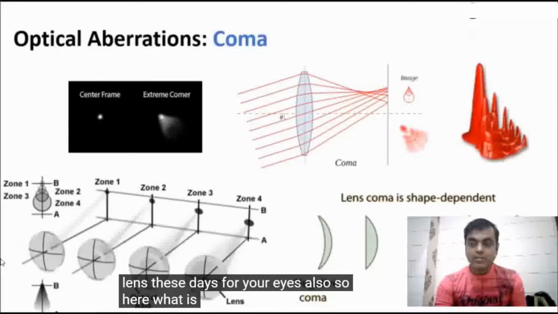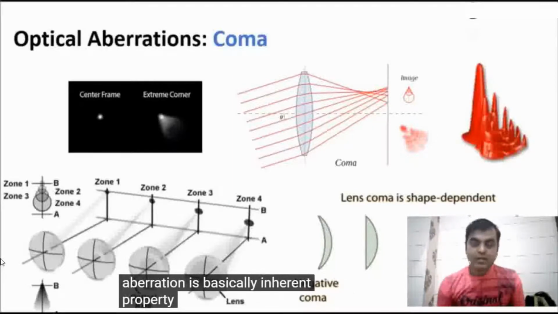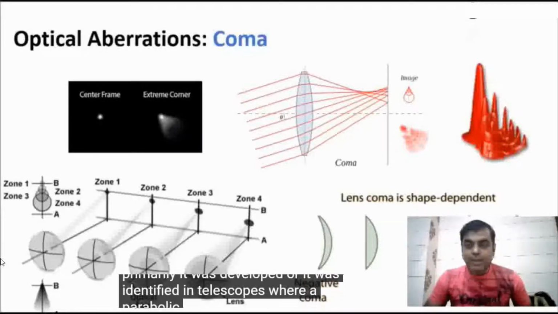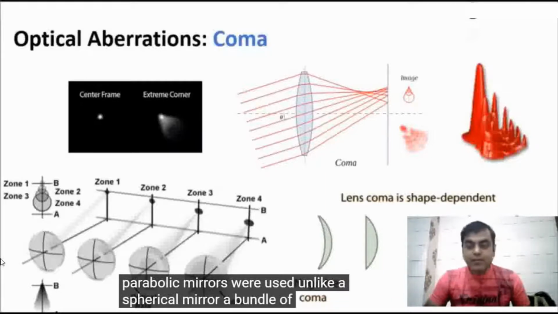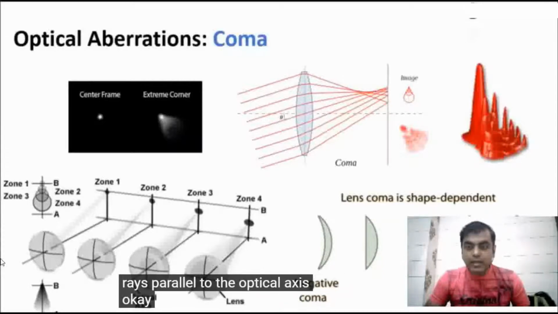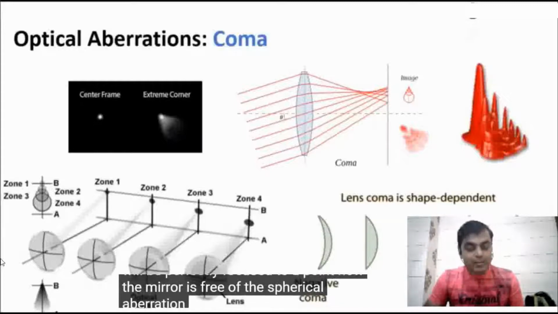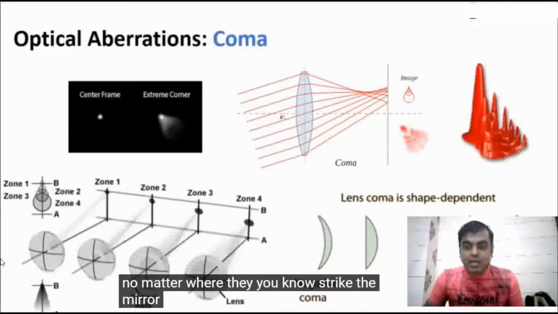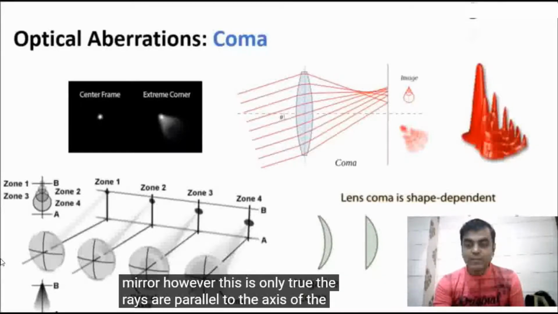So what is the coma aberration? It is basically an inherent property. Primarily, it was identified in telescopes where parabolic mirrors were used. Unlike a spherical mirror, a bundle of rays parallel to the optical axis will be perfectly focused to a point. The mirror is free of spherical aberration, no matter where they strike the mirror. However, this is only true if the rays are parallel to the axis of the parabola.